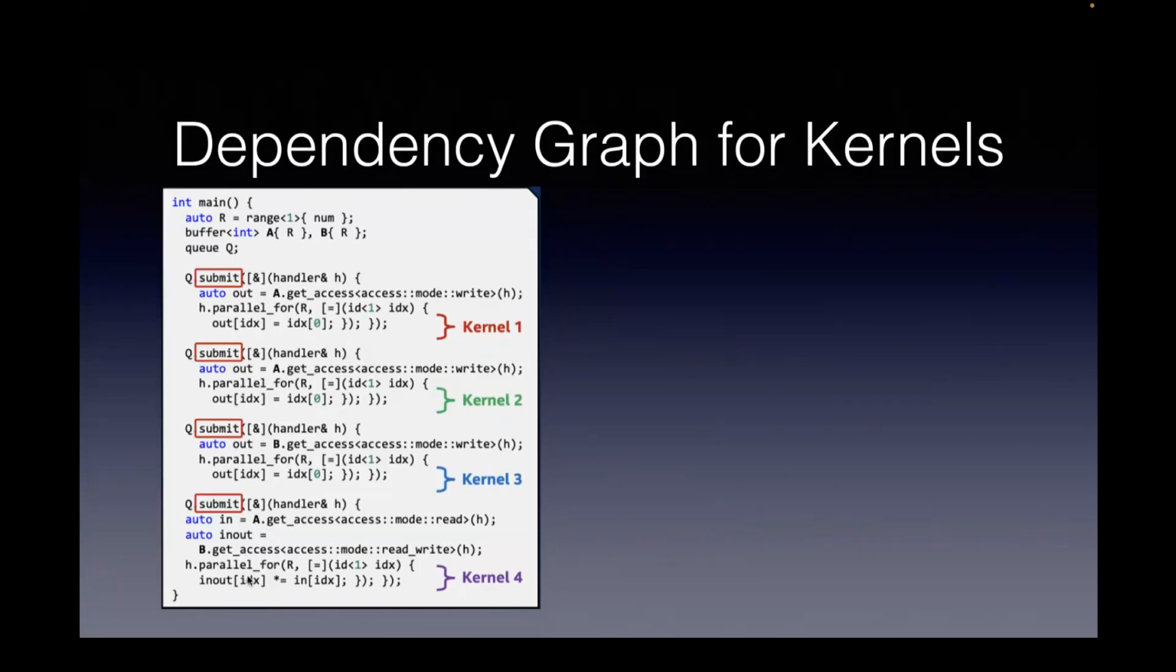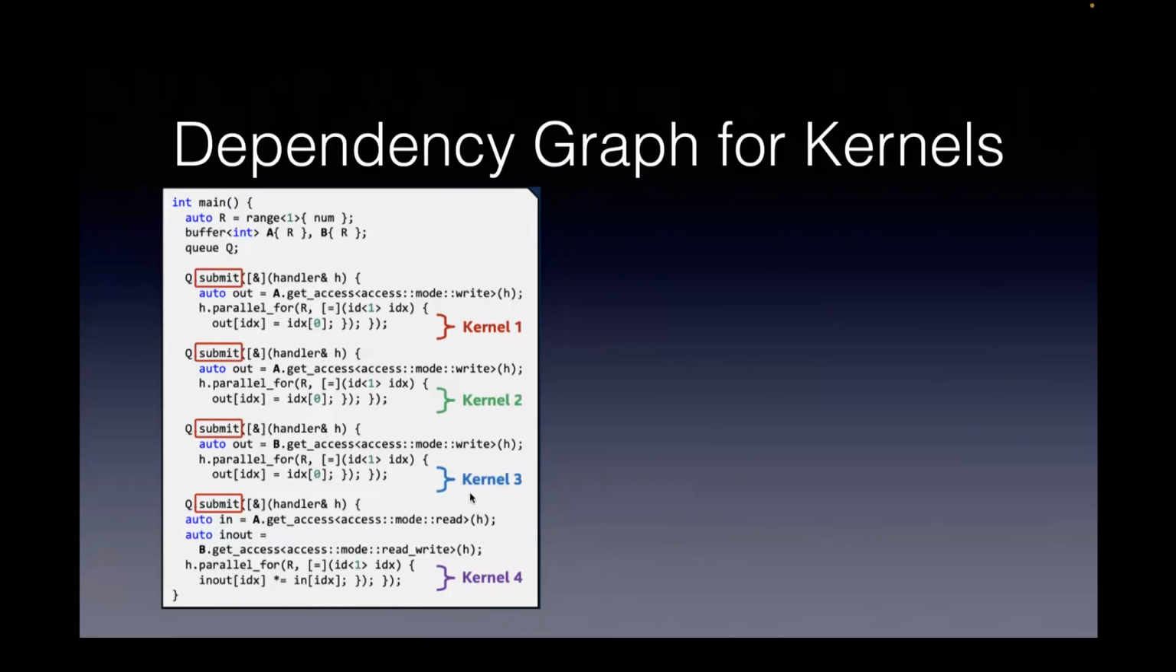I have 4 submit functions, each of which submits a different kernel. You have queue.submit that takes the buffer A, gets an accessor to it called out, and updates out. I have kernel 2, which again gets an accessor to A, calls it out, and updates out. I have kernel 3, which gets an accessor to B and does some operations on B, and I have kernel 4, which gets access to both A and B, and then does some operations on both A and B.